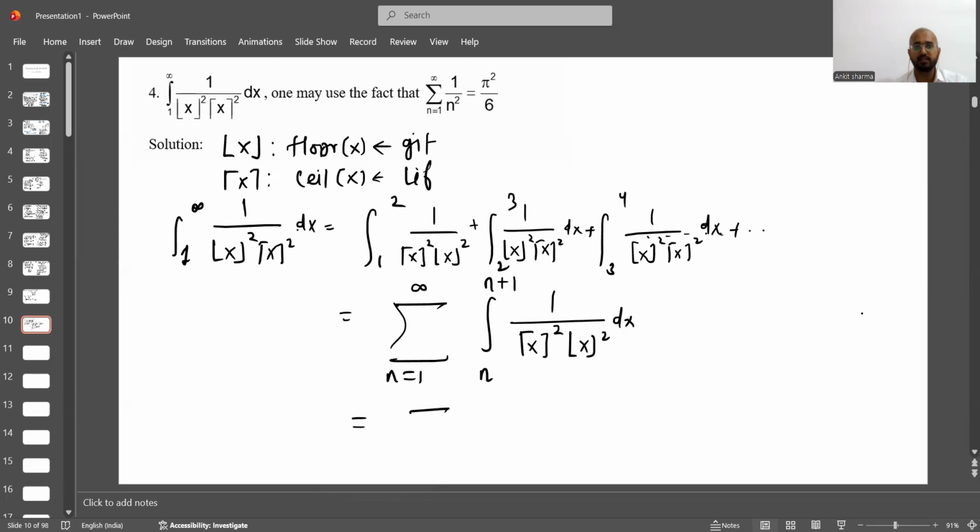If you notice here, sigma n equal to 1 to infinity, integral from n to n plus 1. This is my floor, and for the ceil of x we have to take the upper part: the ceil of x is going to be n plus 1, the least integer. And the floor of x on n to n plus 1 is n, so the floor of x squared is n squared. That means it asks us to find only the sum of the series.